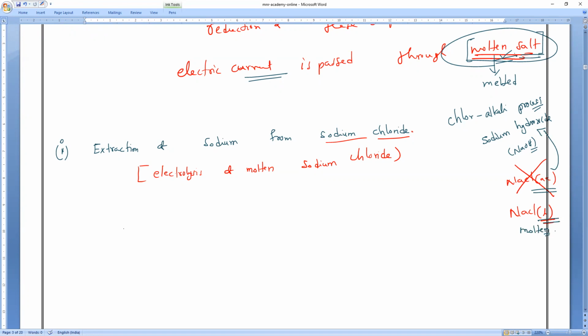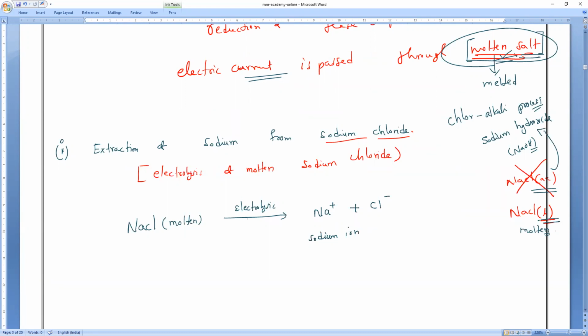So can anybody tell what will happen? If NaCl is molten, it undergoes the electrolysis process when current is passed. What products will come? Na+ and Cl-. Am I right, guys? Sodium ion Na+ and Cl-.